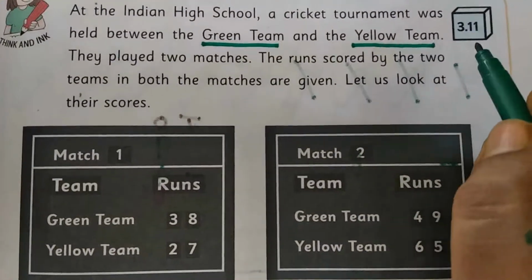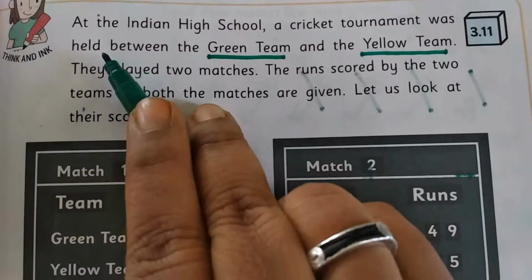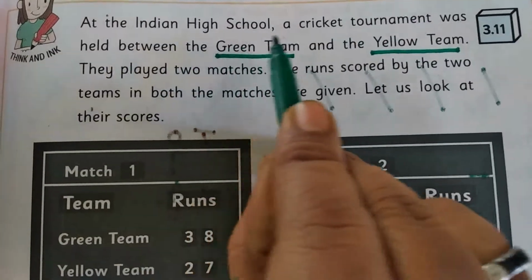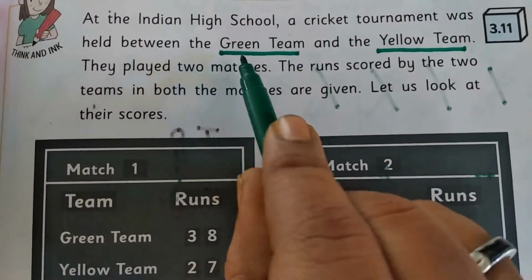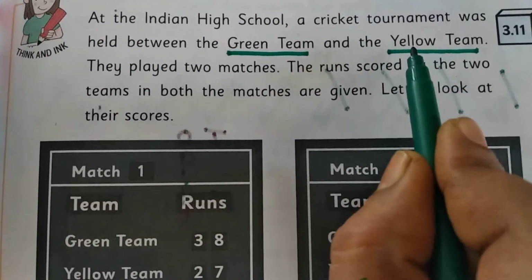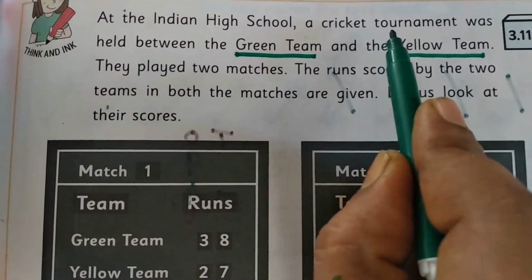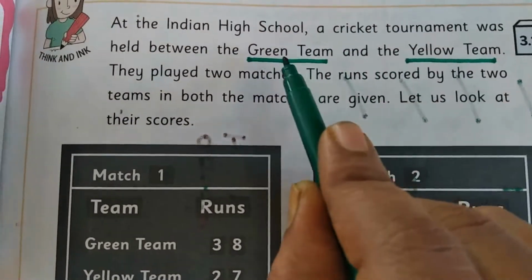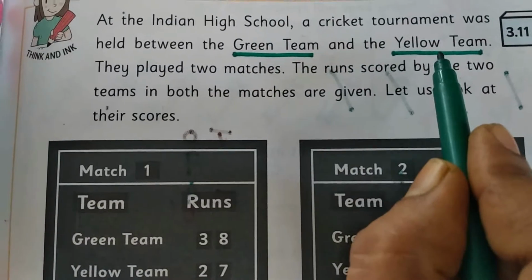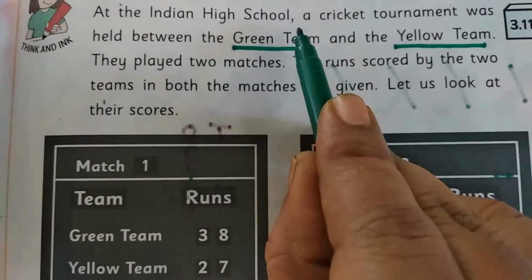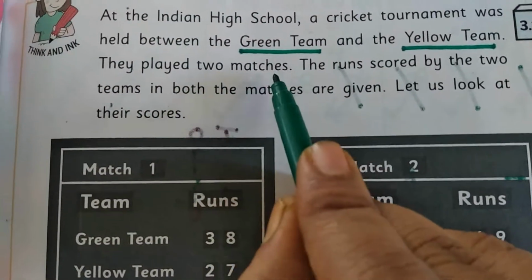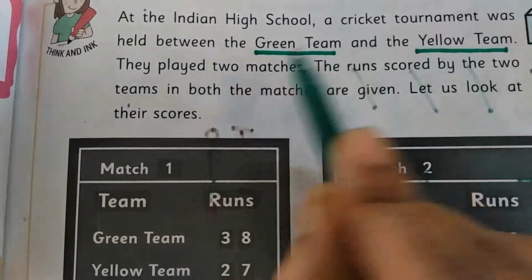Next we are going to see the think and ink activity 3.11. Okay, page number 55. Here see, listen. At the Indian High School, a cricket tournament was held between the green team and yellow team. Two teams are there in Indian High School. They played two matches. Both the teams played two matches.